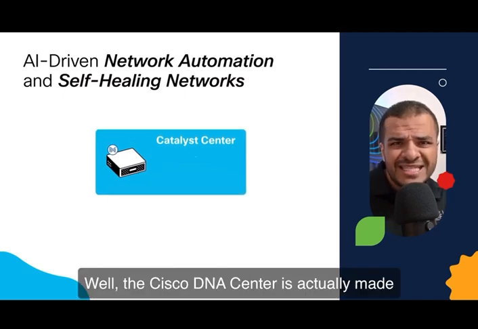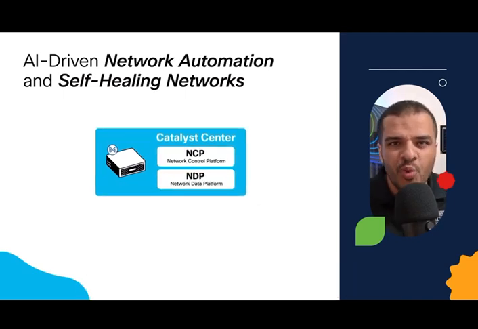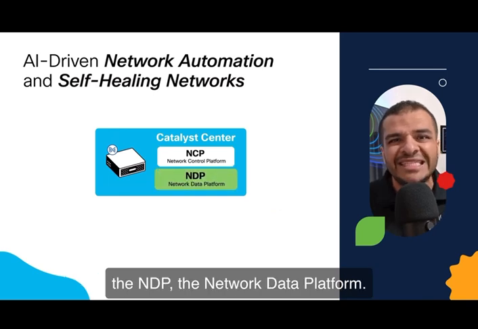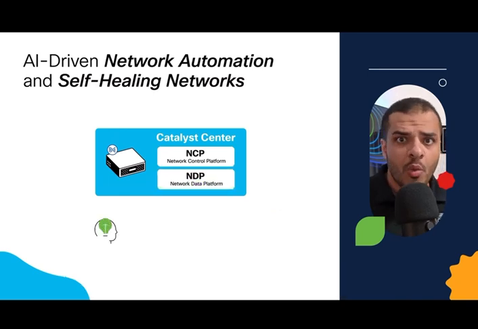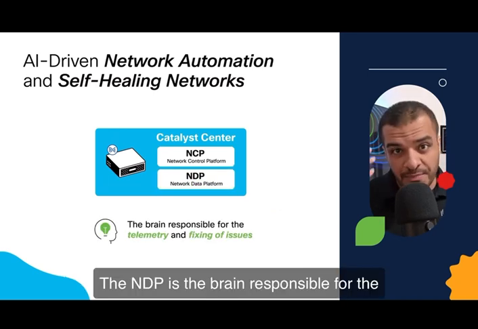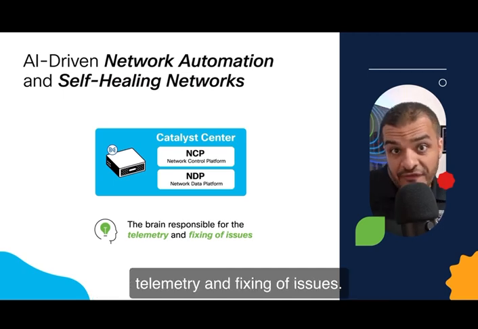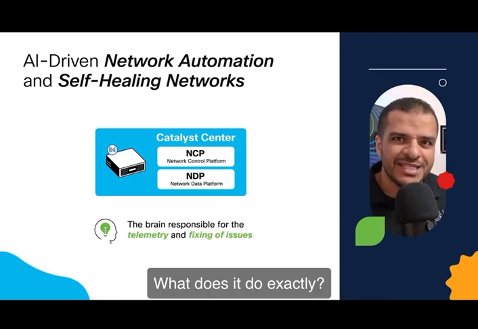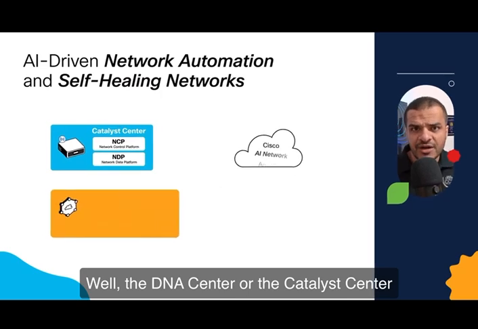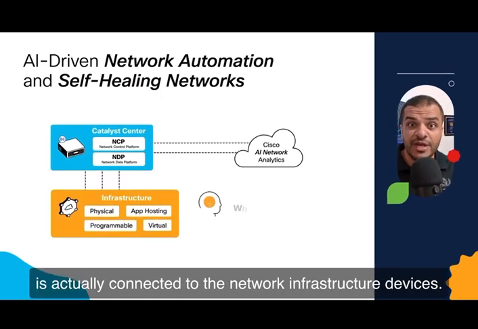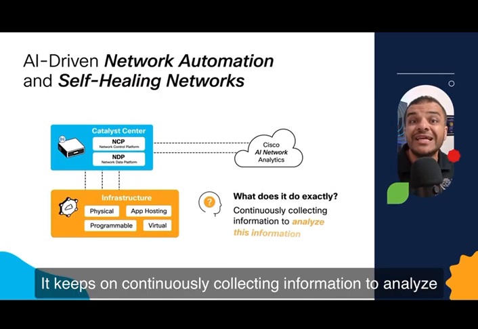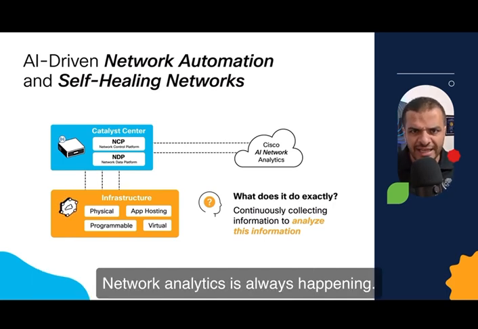Well, the Cisco DNA Center is actually made of different components. One of its components is something called the NDP, the Network Data Platform. What's with the NDP? The NDP is the brain responsible for the telemetry and fixing of issues. What does it do exactly? Well, the DNA Center or the Catalyst Center is actually connected to the network infrastructure devices. It keeps on continuously collecting information to analyze this information. Network analytics is always happening.